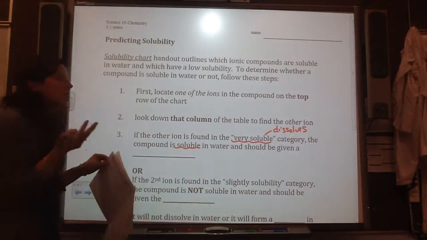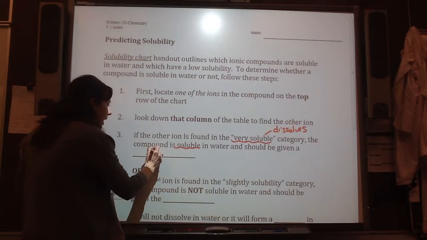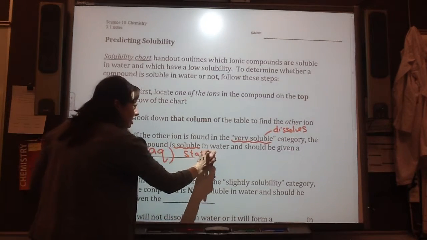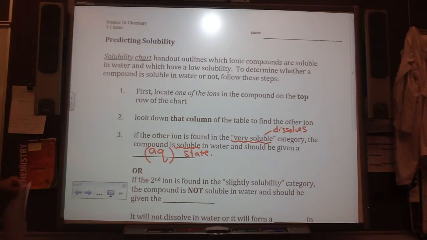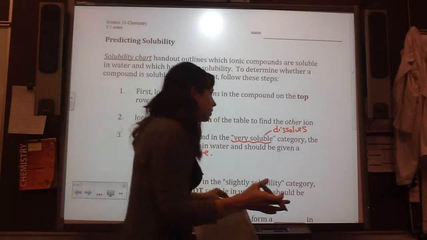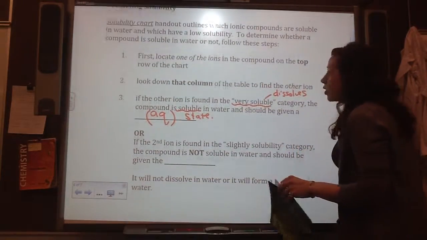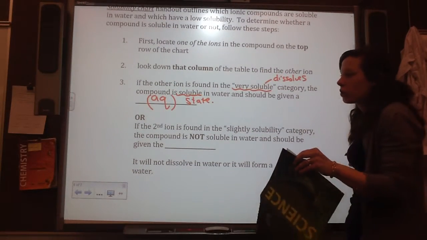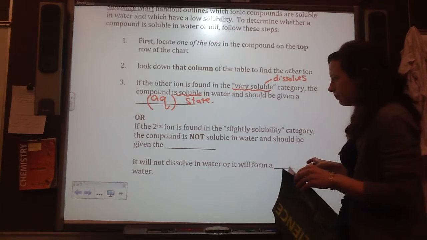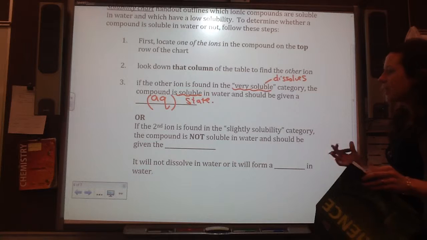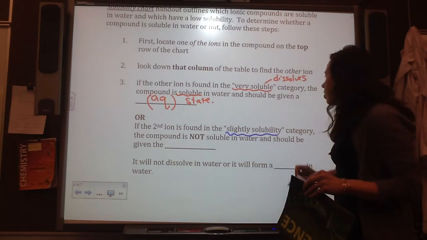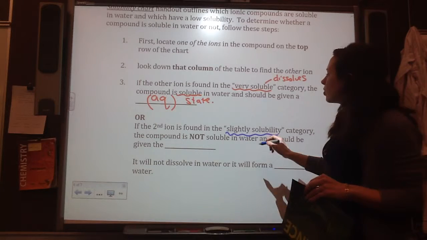So then, if it dissolves, you give it an aqueous for its state. Okay? For the question of, is it soluble or not? Even though it can be solid at room temperature, we're talking about if we tried to dissolve it in water, would it be?